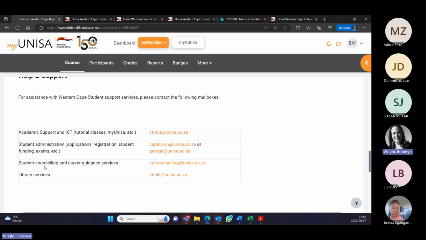If you need to borrow books or articles, then you can also contact our library for those services. So please do go and just jot down these email addresses, or you can access them from our site.